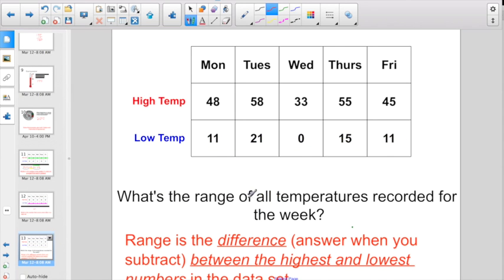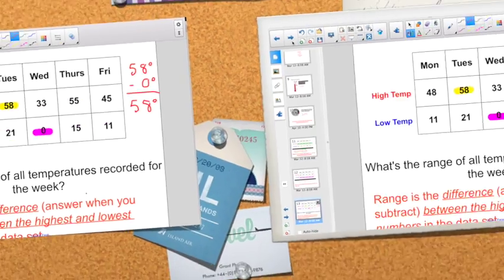Here's one asking us, what's the range of all temperatures recorded for the week? So we are looking throughout the highs and the lows. And a reminder, a range is the difference, the answer when you subtract, between the highest and the lowest number in a data set. So it looks like the highest number I have would be 58. It looks like the lowest number I would have would be 0. Pretty easy. I don't even think I needed to write this down on paper. 58 degrees minus 0 degrees would be a range of 58 degrees.